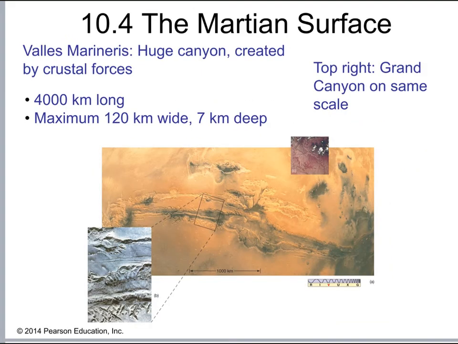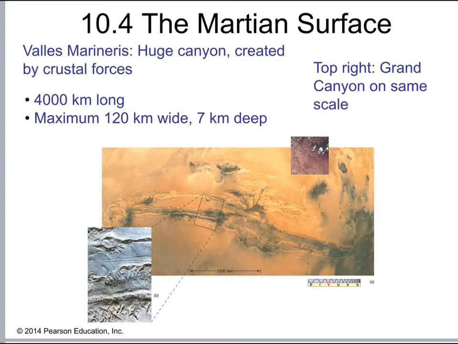Now here is the Valles Marineris, the giant canyon that I talked about a little bit ago. It's 4,000 kilometers long. Its maximum width is 120 kilometers, though it tends to not always be at the maximum. It's about 7 kilometers deep, as we've talked about.